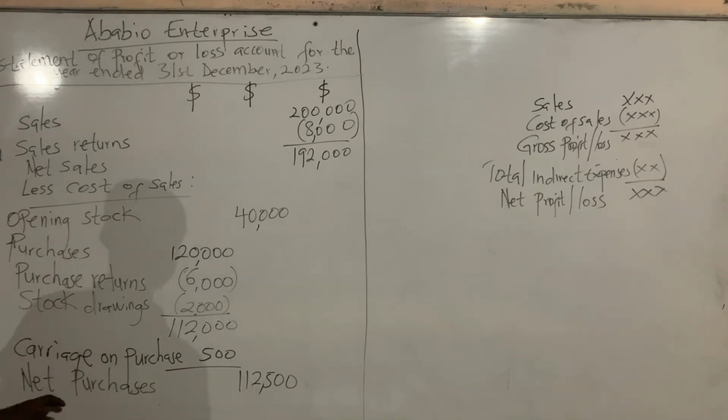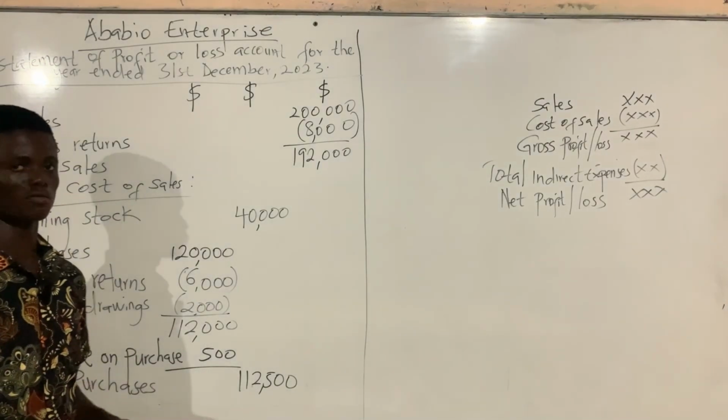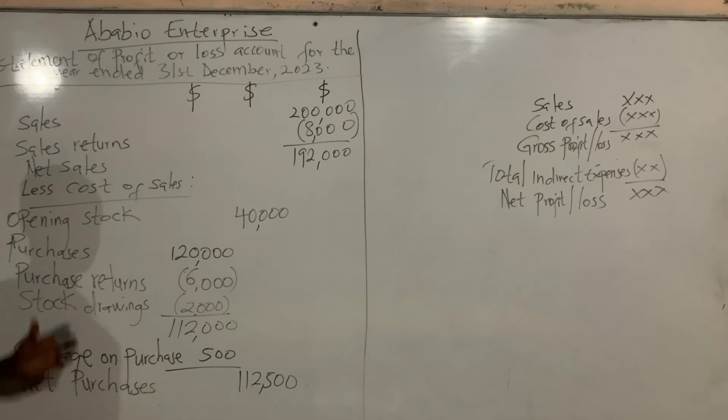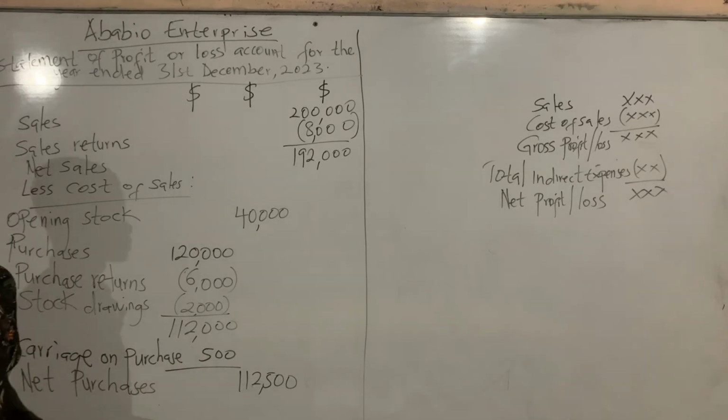We would have added the net purchases direct to the opening stock to get the cost of goods available for sales. But because we were given the purchases instead of the net purchases, and this purchases figure is subject to adjustment, then it is essential that we work out for the net purchases ourselves.